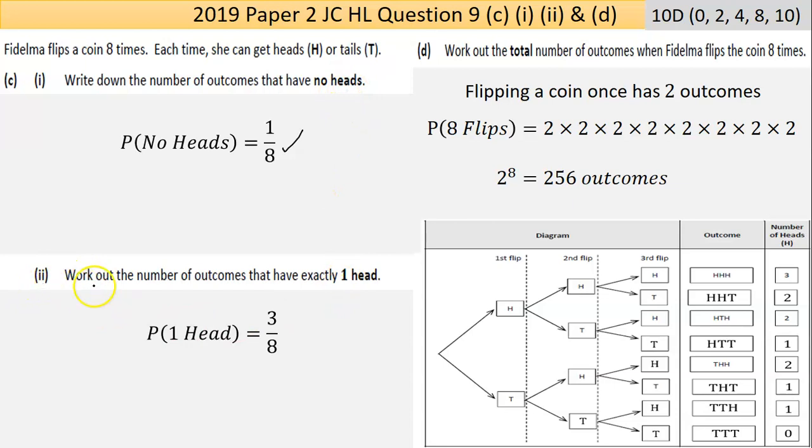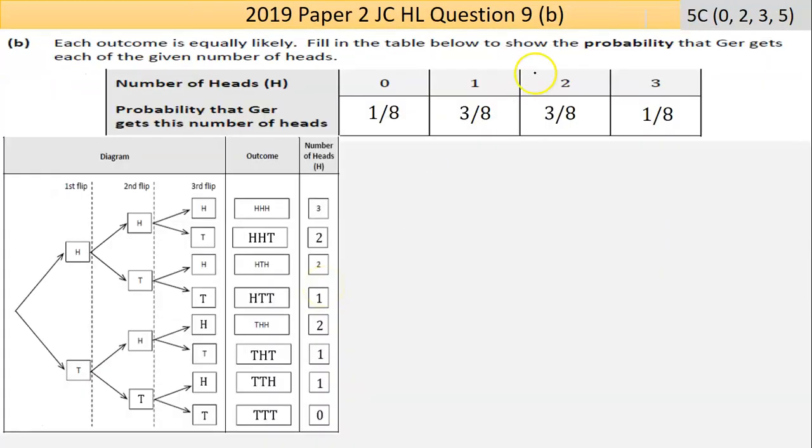So part 2 here says, work out the number of outcomes that have exactly 1 head. Okay. 1 head, no, 3, 2, 1. That's right, that's 1. 1 there and 1 there. So that's 3 out of the 8 outcomes. Again, I feel like that's been asked. Literally, that's what that's asking.